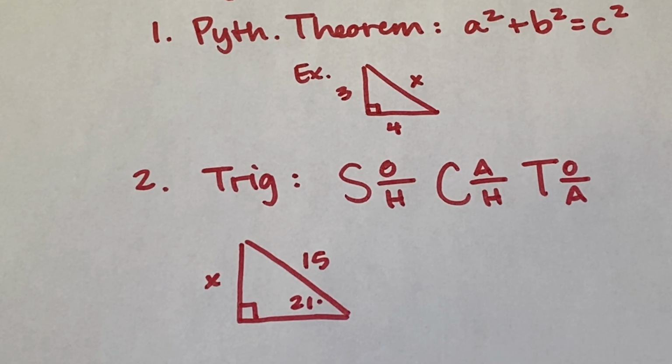So that's our second way, when it gives you an angle and a side. Notice that's different than Pythagorean theorem. With Pythagorean theorem, it gave you two sides.